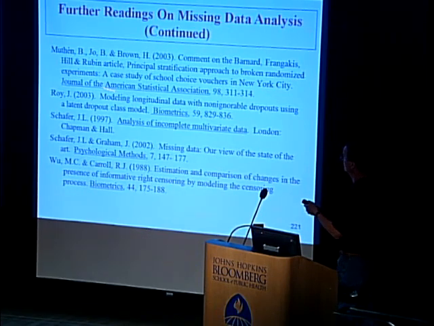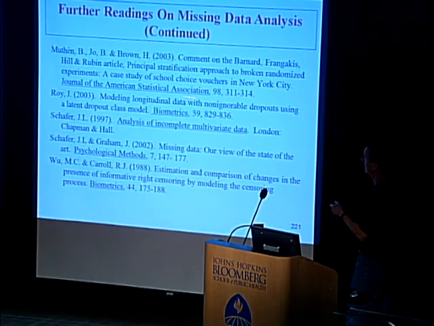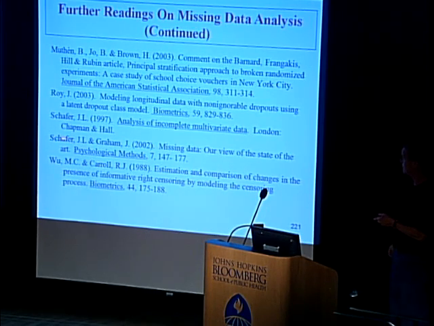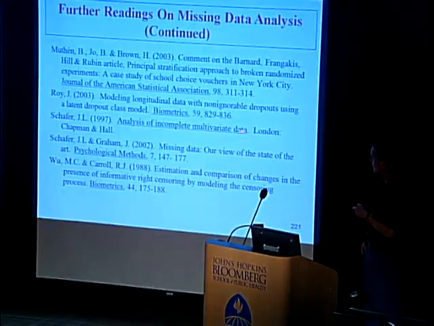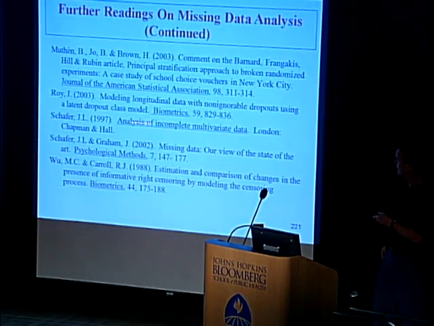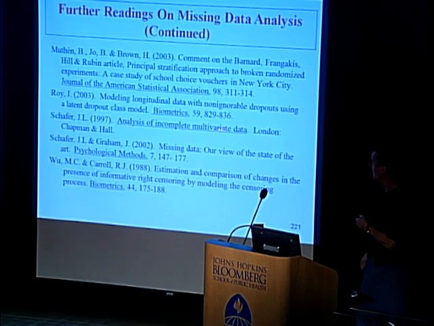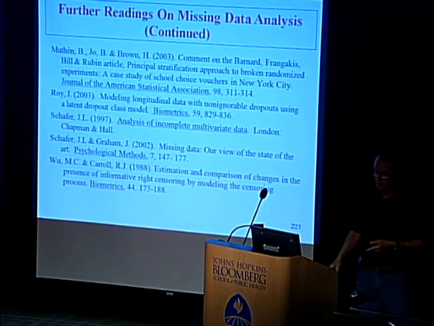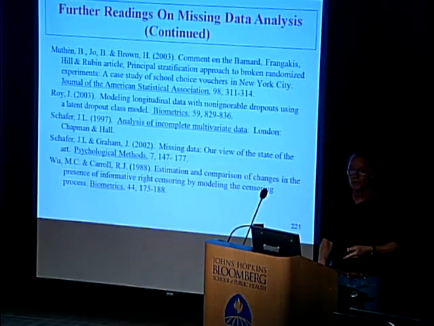Let's see, here's the Roy paper that I referred to. A sleeper, I think, is a little overlooked. I think it's a great one. Here is a good psychological methods overview paper that I referred to by Joe Schaefer and Graham. Here is Joe Schaefer's book on missing data, mainly dealing with Bayesian and multiple imputation techniques. It's for the technical readers in this group.